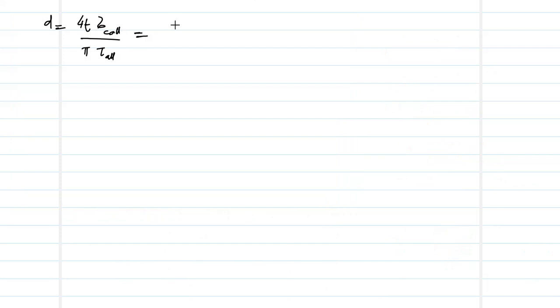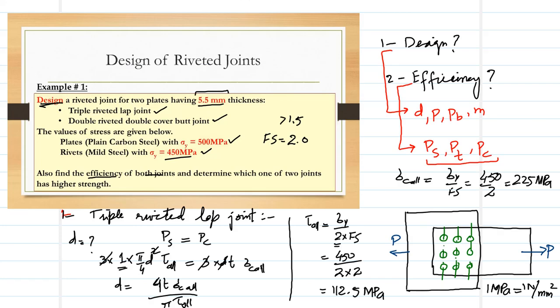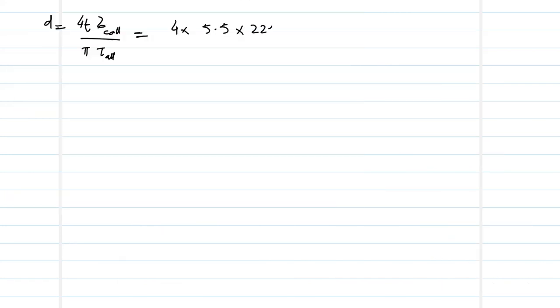So I'm now using millimeter square. It's 4 multiplied by thickness 5.5, sigma c allowable is 225, divided by pi into 112.5. So d will come out to be 14 mm. So the diameter of the rivet is 14 mm. Clear? Now the second thing is to find the pitch of the rivet joint.